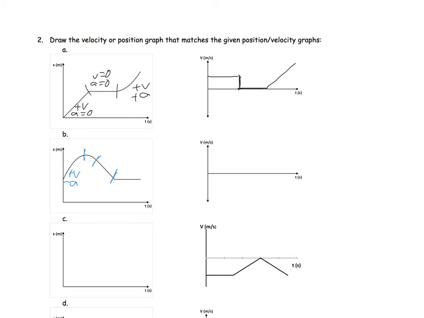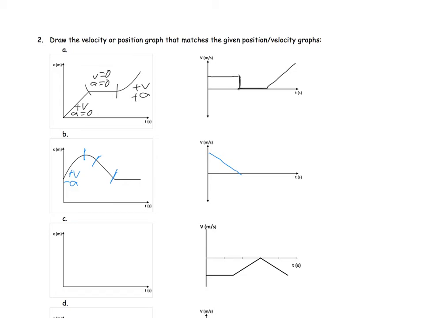So on my velocity graph, I'm going to start above the x-axis, but get closer to 0. And we actually do hit 0. We see that right at this point here. The graph completely flattens out, so it's okay to draw that to 0.